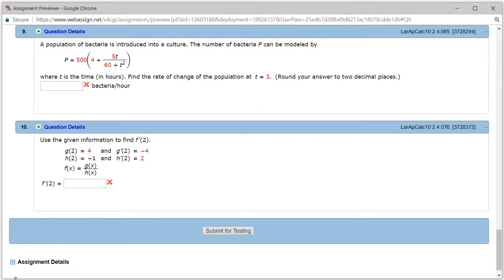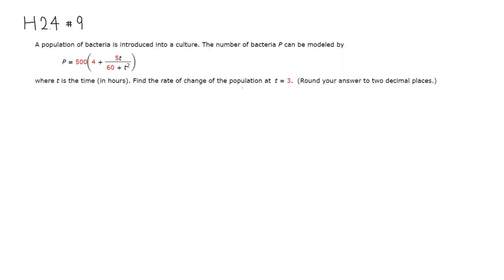Alright, let's look at homework 2.4, problem number 9. A population of bacteria is given by the following function, and what we want to find is the rate of change of the population at t equals 3. So let's do that. Since we want the rate of change, we need to find the derivative.